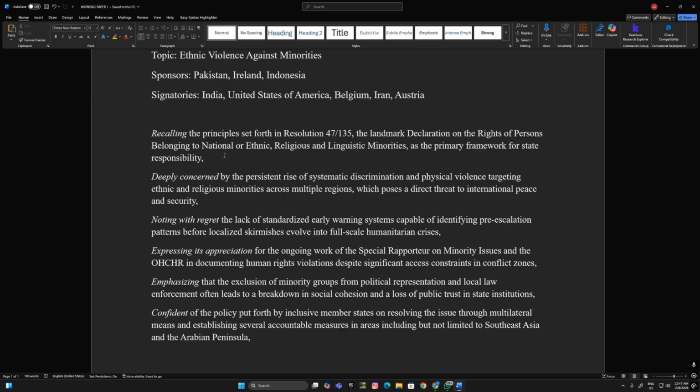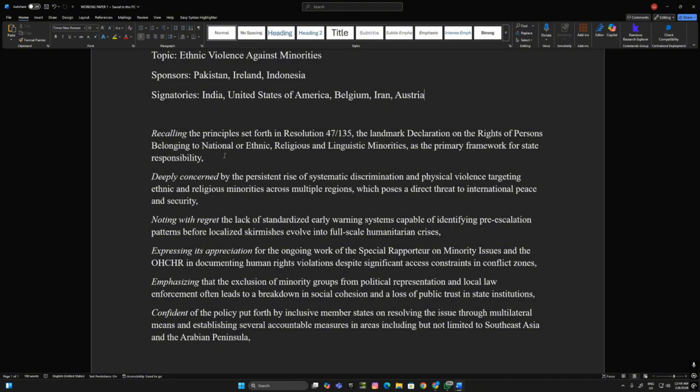So the first one is talking about a landmark resolution. We'll read it now. Recalling the principles set forth in Resolution 47-135, the Landmark Declaration on the Rights of Persons Belonging to National, Ethnic, Religious, and Linguistic Minorities as a primary framework for state responsibility. So we've talked about an existing landmark resolution that has primarily shed light on the topic before, right? So this is something I will assume that I've discussed in the committee. I've discussed Resolution 47-135, right?